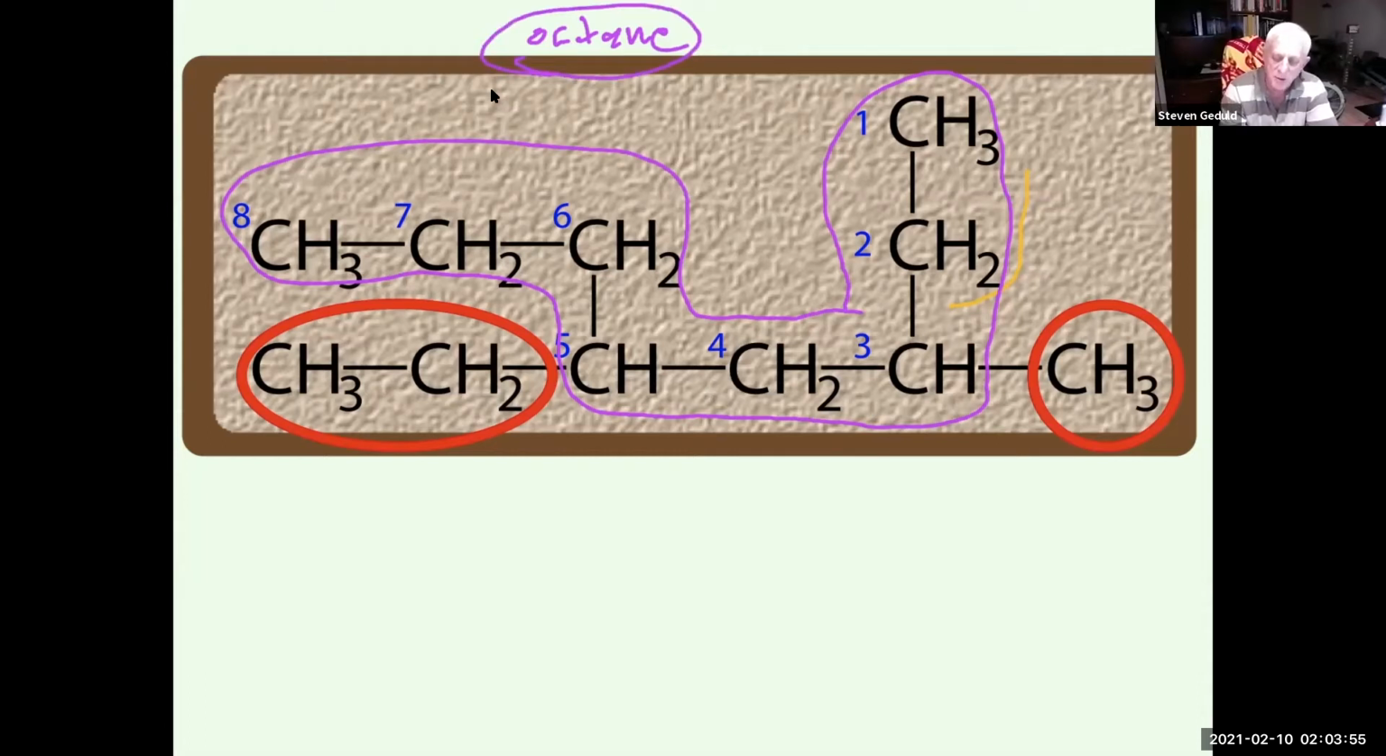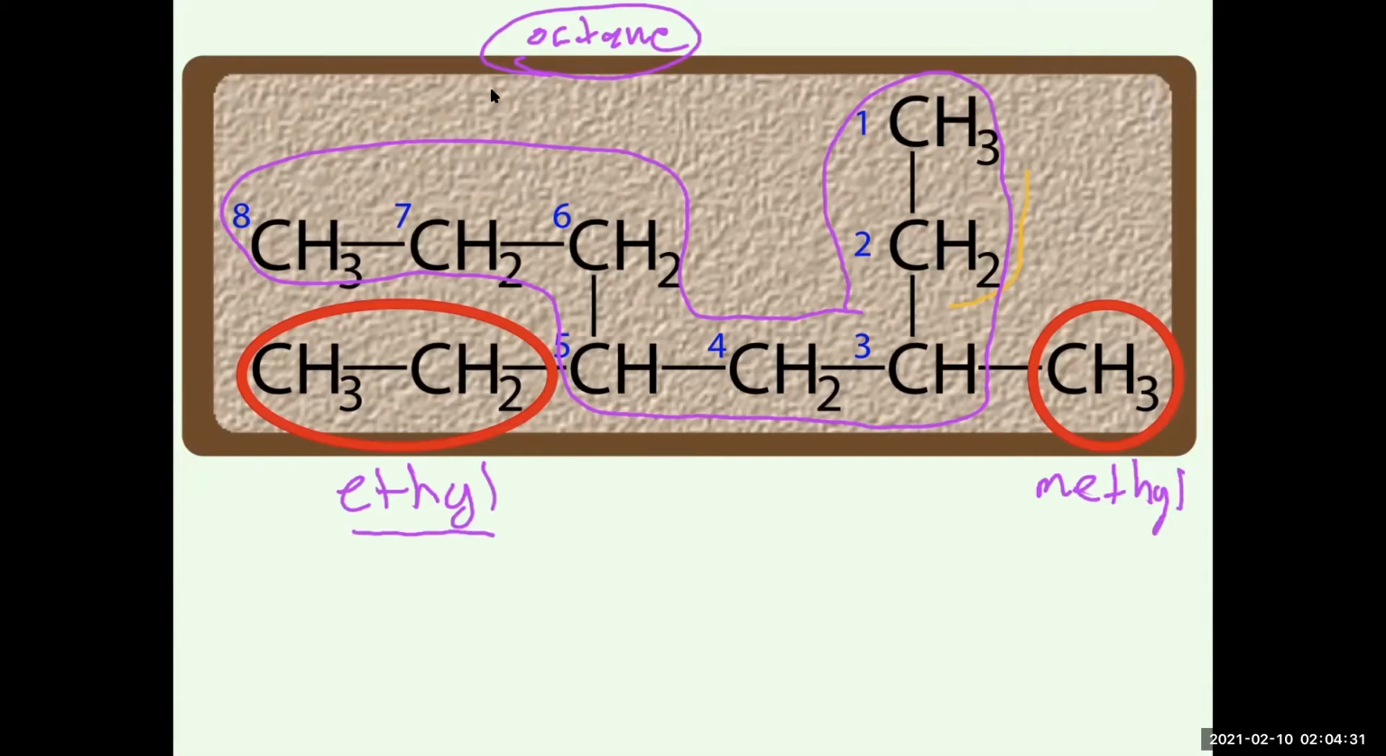And then there are 2 attachment groups circled in red. There's 1 carbon, that's methyl, because methane is 1 carbon. We drop the ANE and add YL if it's an attachment. And 2 carbons is ethyl, because ethane means 2 carbons. And we put those together in alphabetical order. So which one's going to come first? Ethyl, right? Because E comes before M.